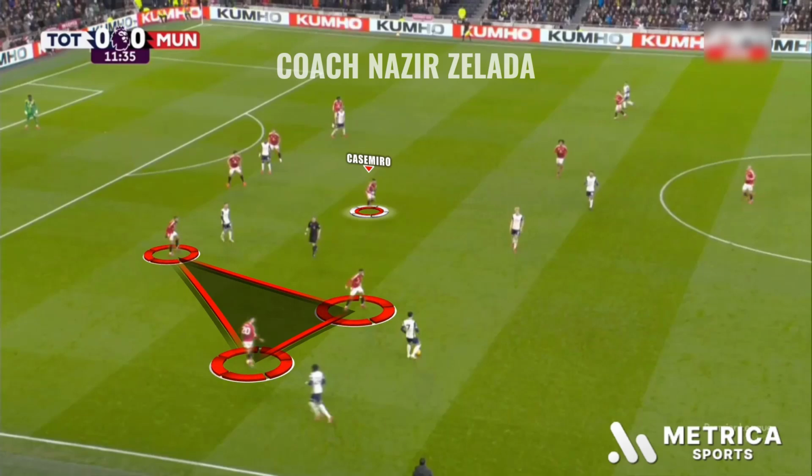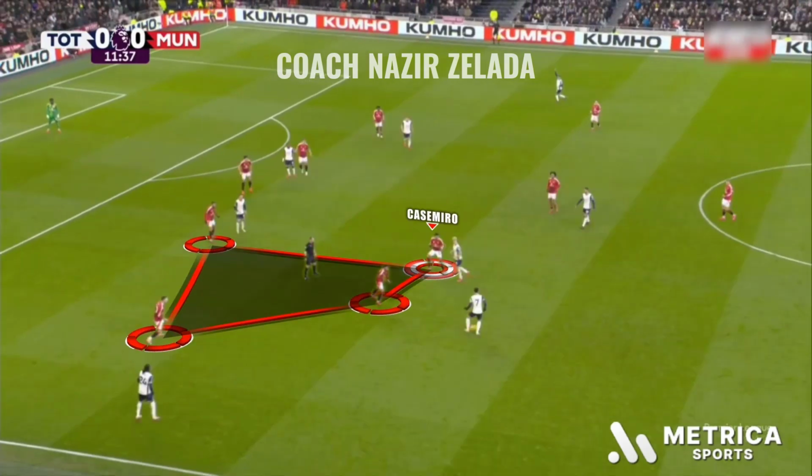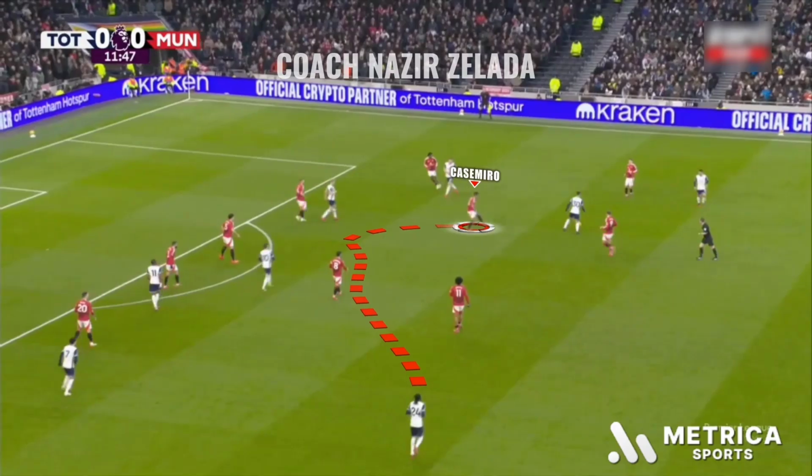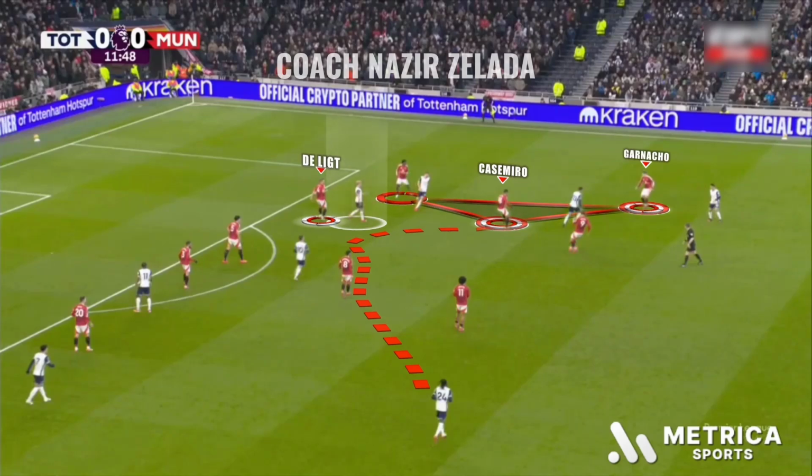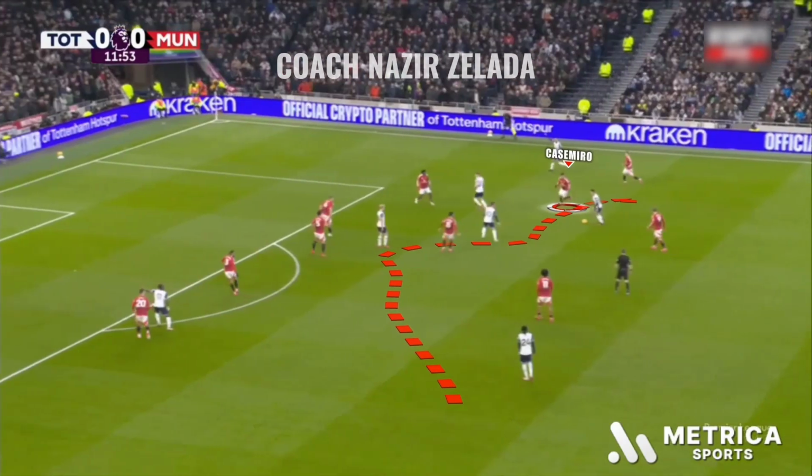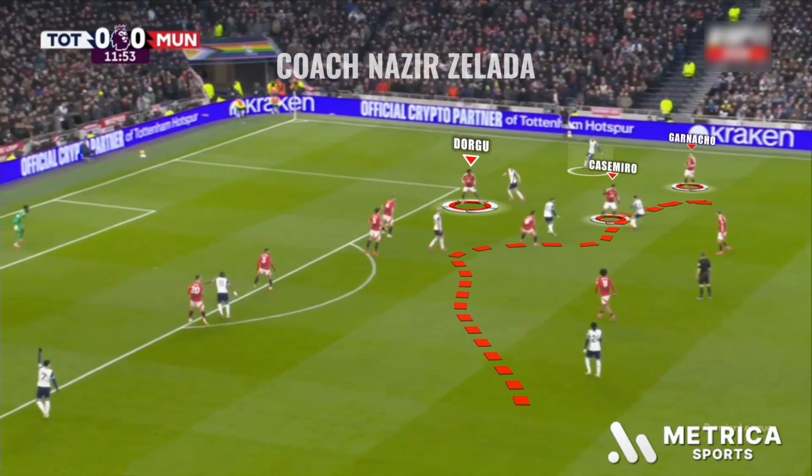This time Casemiro supported the defensive triangle, but Spurs smartly switched play to the opposite side. One attacker attracted a centre-back, forcing Casemiro to form part of the defensive triangle. However, Garnacho's lack of intensity in pressing and Højlund staying out of the press left Casemiro isolated.